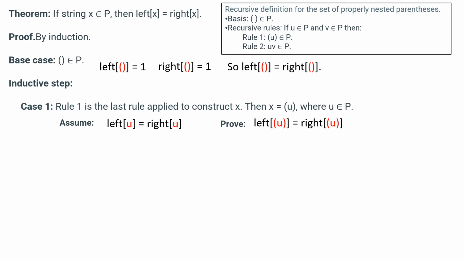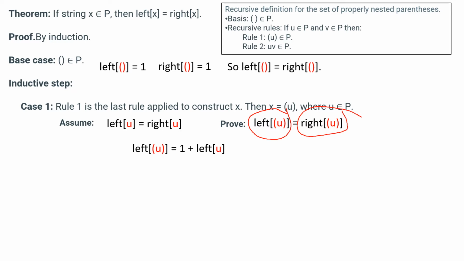Since we know what we need to prove, remember that we'll start with the left part of what we want to prove, which is this part here. We'll start with that and see if we can get to this part on the right. So we start out with left of that string where we have u in the middle of a set of parentheses. What is that equal to?